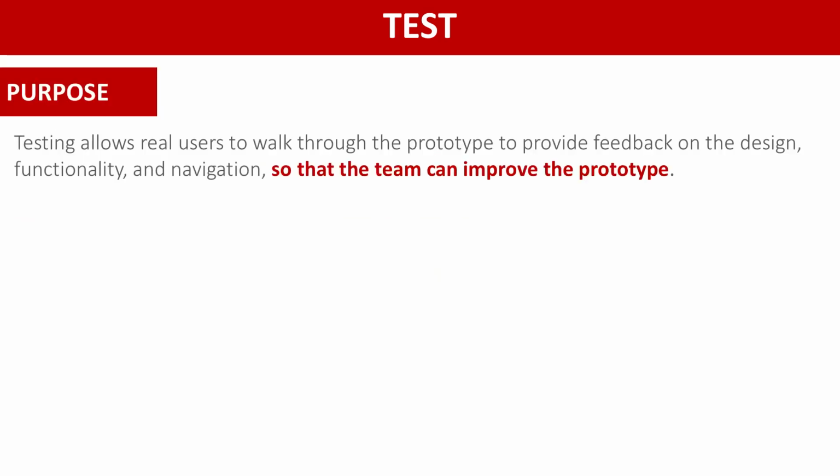If you remember from the last lesson, the purpose of the testing phase is to allow real users to walk through the prototype to provide feedback on the design, functionality, and navigation. The new bolded part of this statement states, so that the team can improve the prototype. This is the purpose of the test analysis part of your testing. Your teams need to analyze the data so that you can understand how to improve the design for the next iteration.